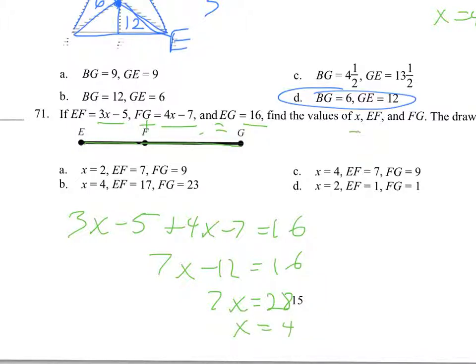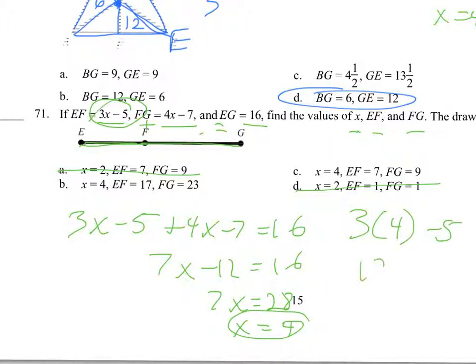Now they want x, EF, and FG, so we have x equaling 4. So it's not this, it's not this. EF, we'll plug it into this expression, so 3 times x, which is 4, minus 5. We end up with 12 minus 5, which is 7. So now we know our answer is C, without even having to worry about the other one.